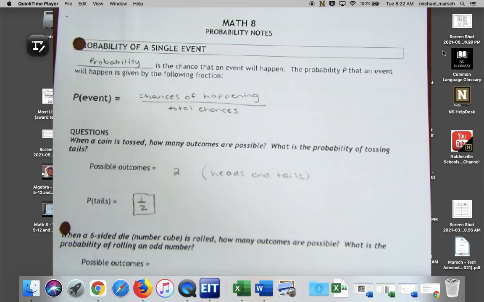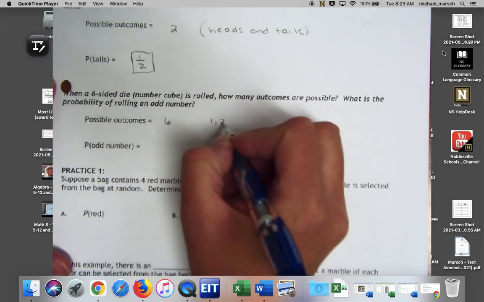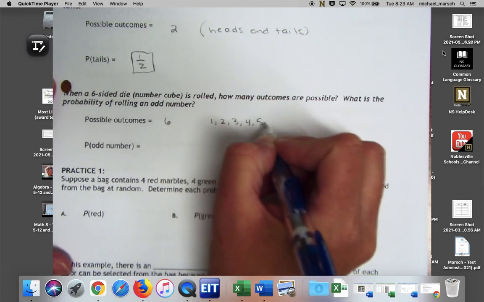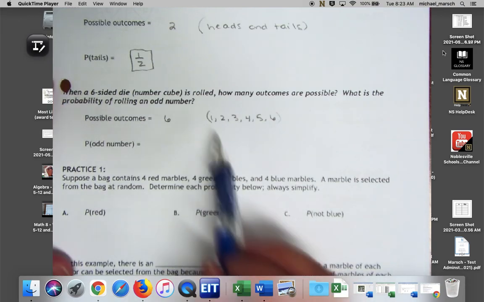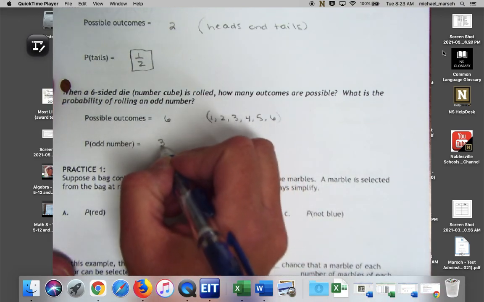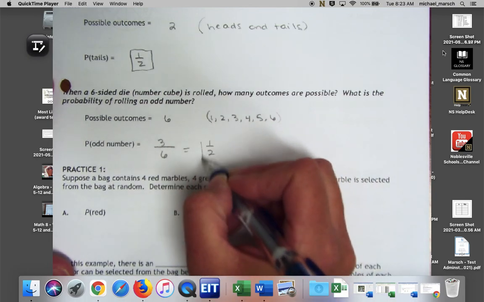All right. When a 6-sided die, a number cube, is rolled, how many outcomes are possible? Well, there are 6, right? 1, 2, 3, 4, 5, and 6. What's the probability of getting an odd number? Well, there are 3 odd numbers out of 6 total numbers. And then we would simplify that. Our probability is 1/2.